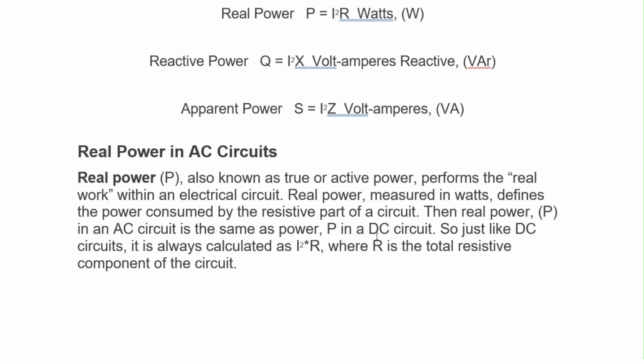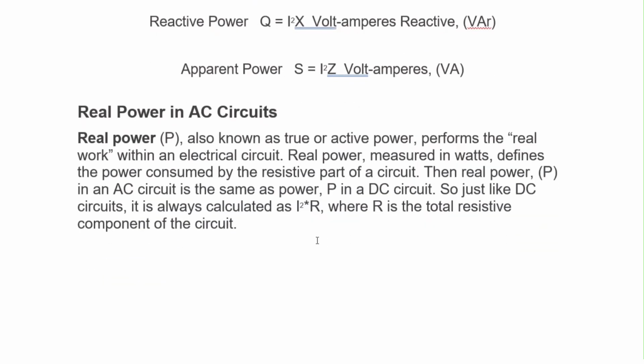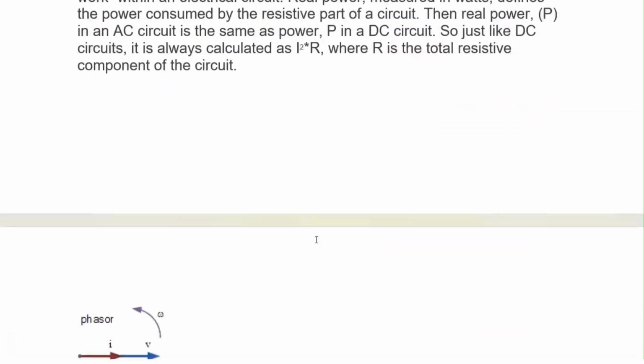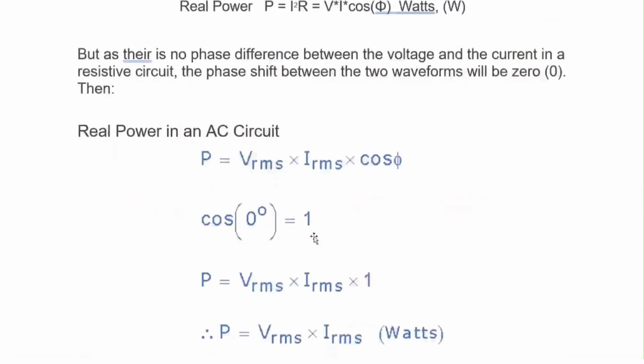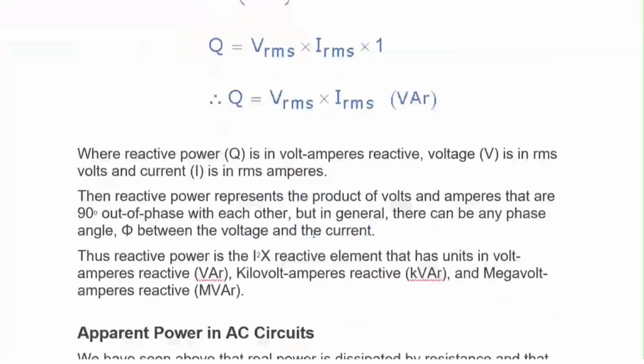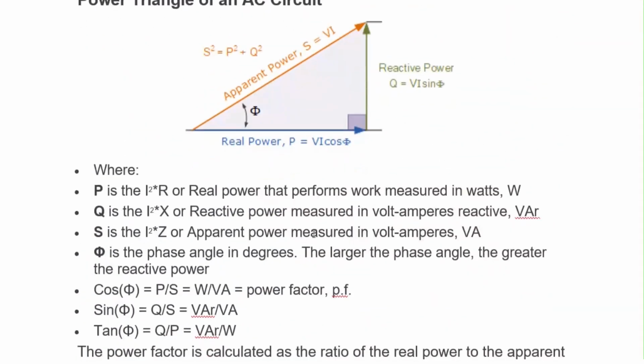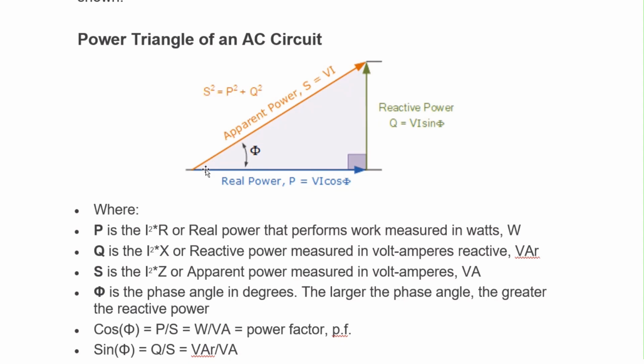So these three types of the power that an inductive circuit has: real power, reactive power, apparent power. These three powers can also be shown in the form of a triangle, and that is called power triangle. So I'm scrolling down to that triangle. Here is the power triangle that we were talking about.